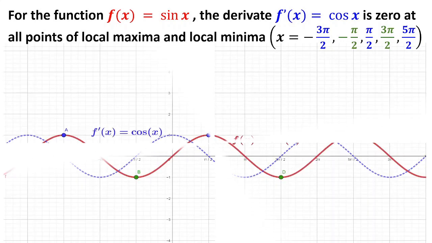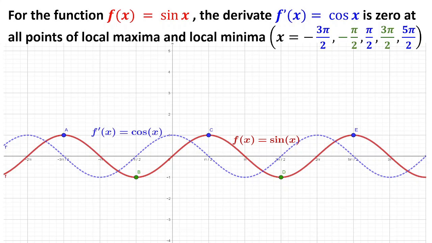Let us see. Now I am taking both the functions, f of x and f dash of x. F of x is sin x, which I have given in the red color, and f dash of x is given in the blue color with the dotted lines. And you are seeing that cos x is 0 at all points of local maxima and minima. Whenever you are getting local maxima minima, you are getting it at pi by 2, 3 pi by 2, 5 pi by 2, then minus pi by 2, minus 3 pi by 2. At all these values, the cos x function crosses the x-axis, which means that it vanishes. f dash of x is equal to 0.